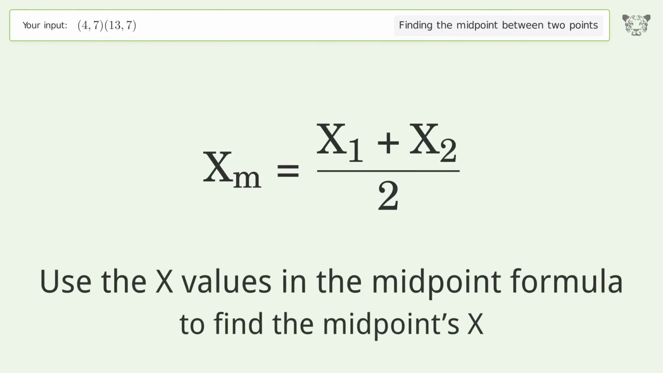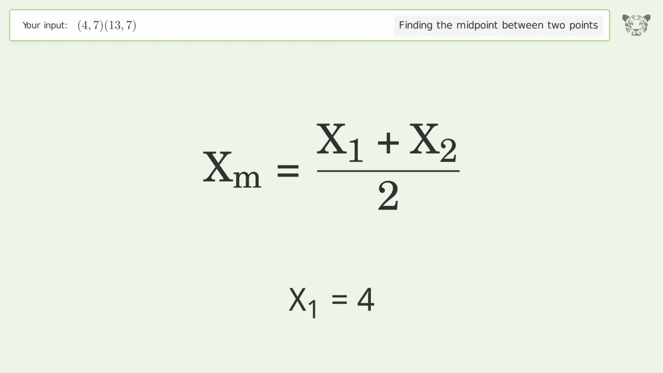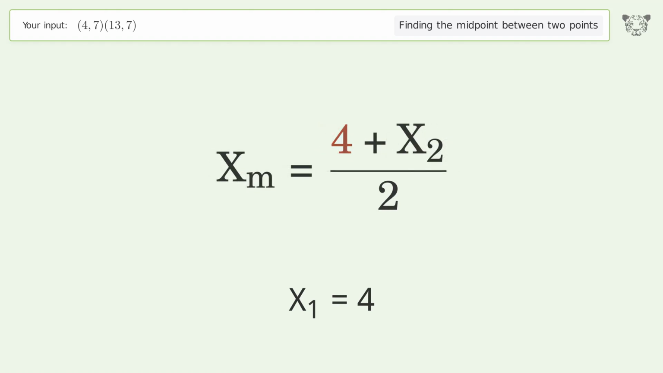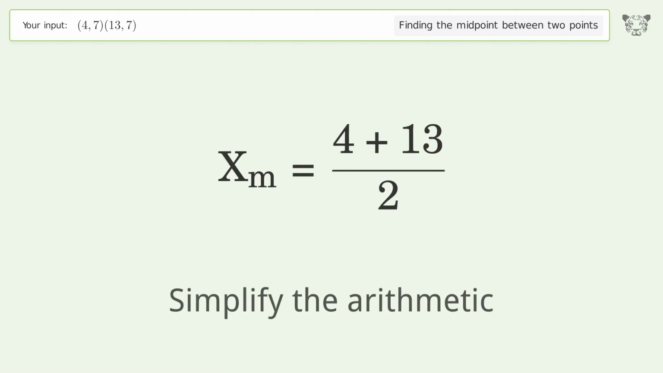Use the x values in the midpoint formula to find the midpoint's x. x1 equals 4. x2 equals 13. Simplify the arithmetic.